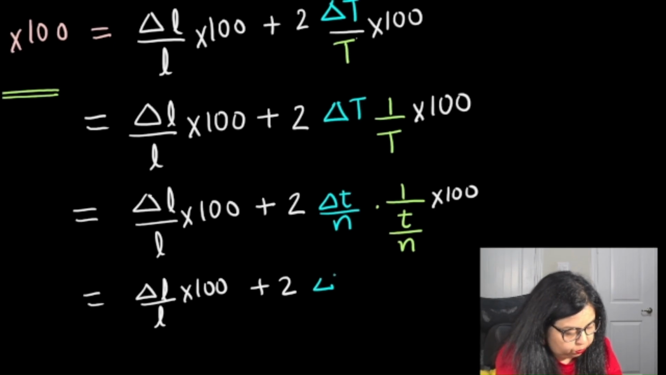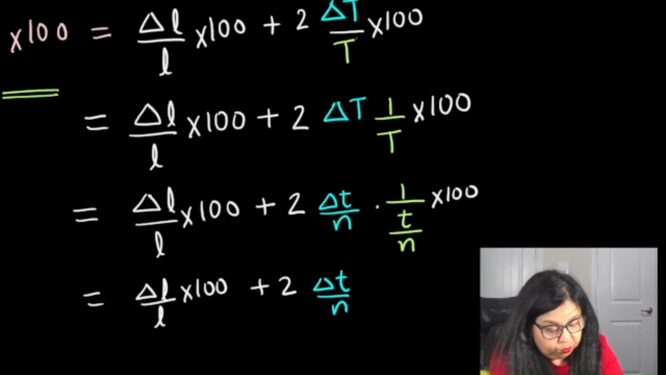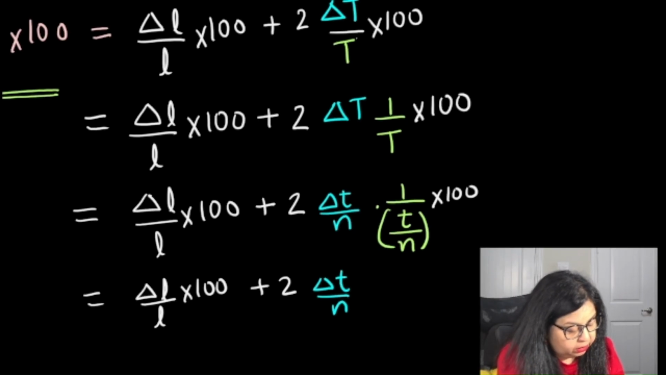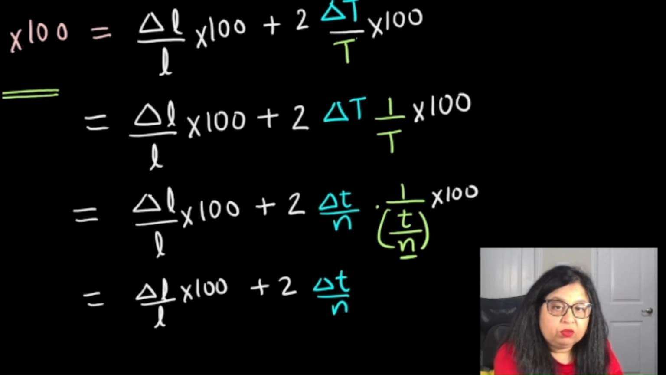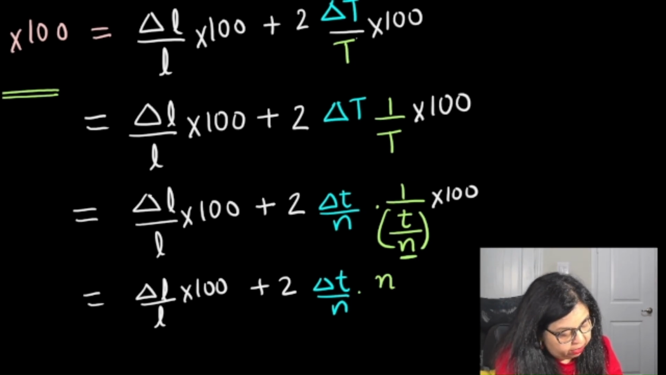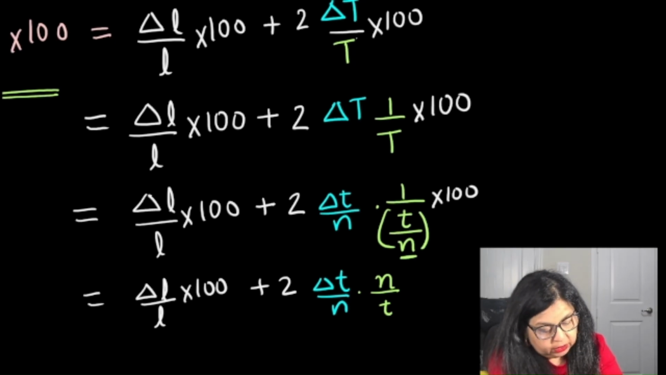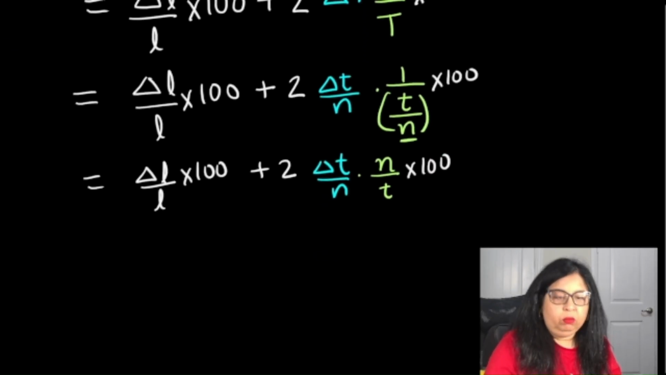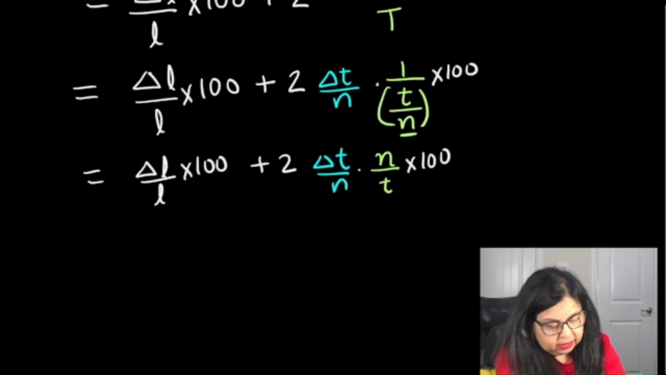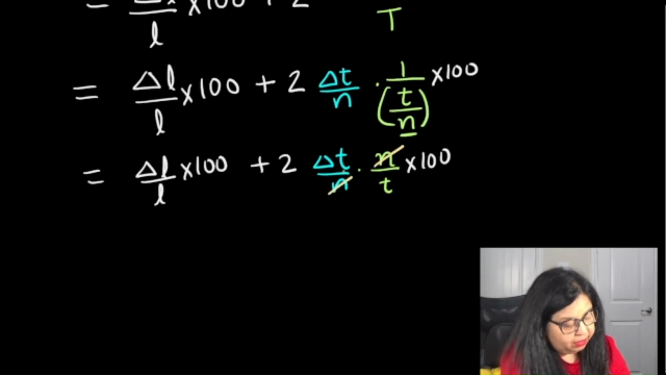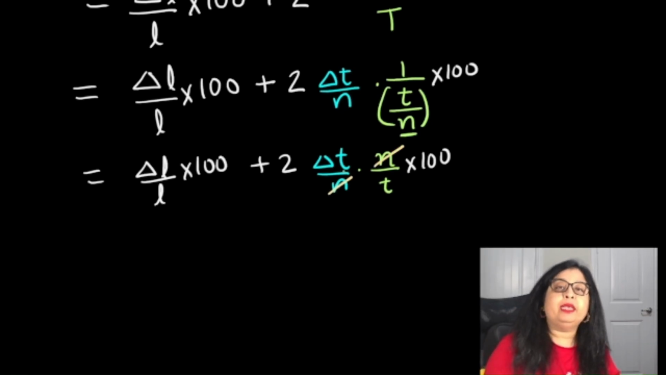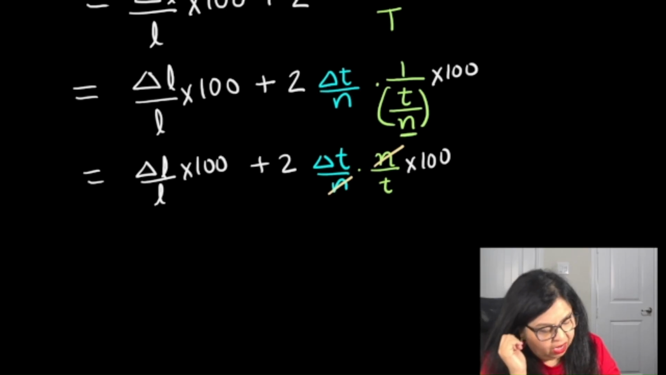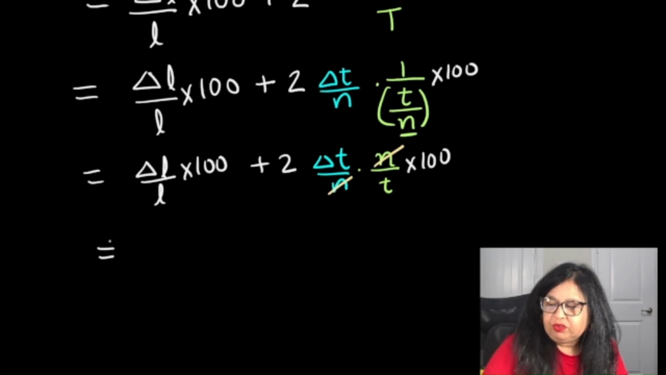And then what we're going to do is, as you might know, the denominator of the denominator, which is lowercase n here in green, it becomes numerator. So here we get n over t times 100. So what happens is that, as you see, these n's very conveniently cancel each other out. Alright, let's go ahead and plug in some numbers here now.